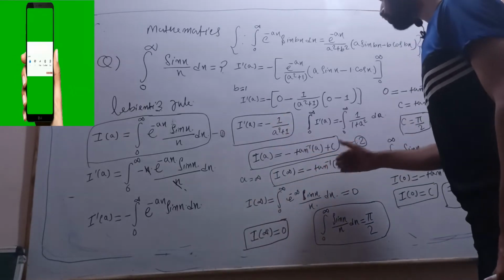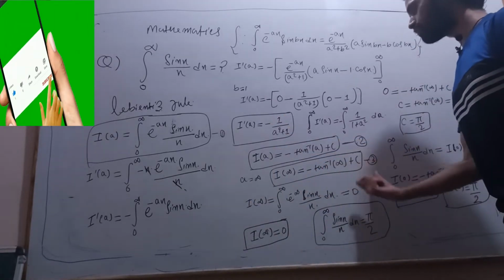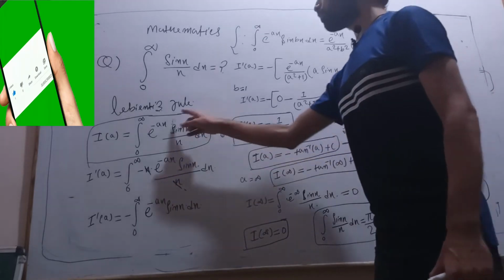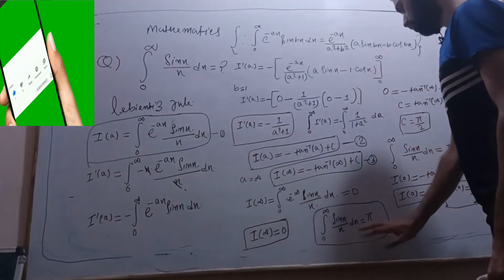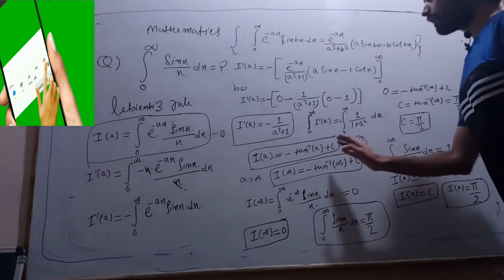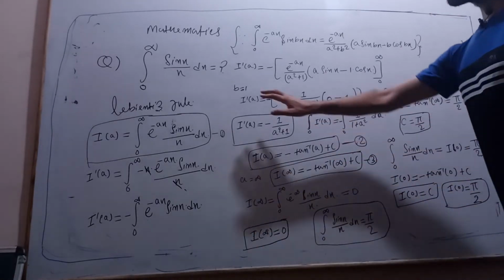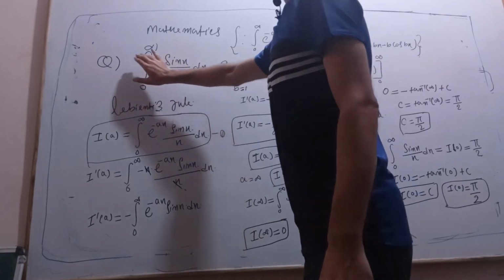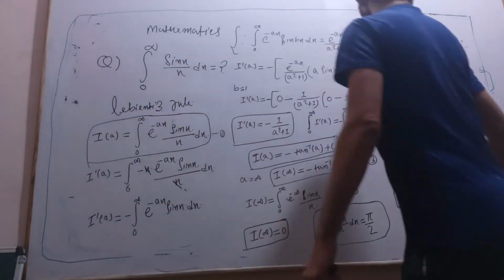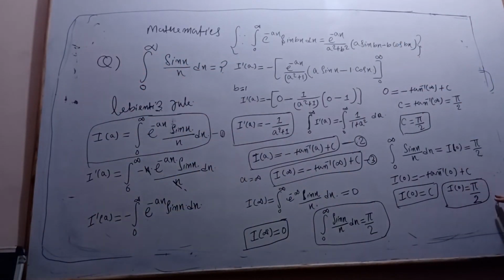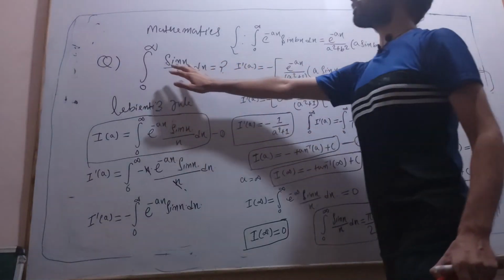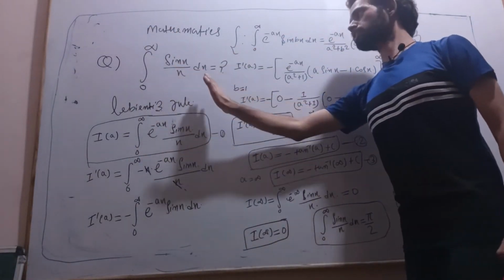Okay, so next our target is to determine this value of c. That we can determine by putting the value of a equal to infinity. So now from here we will get the constant value of c. For I, this value is nothing but I of 0, and hence we got this pi by 2. So this is the solution for the integral from 0 to infinity of sin x by x dx.